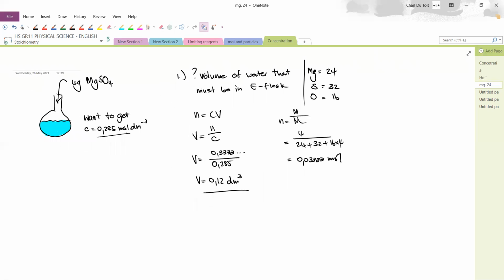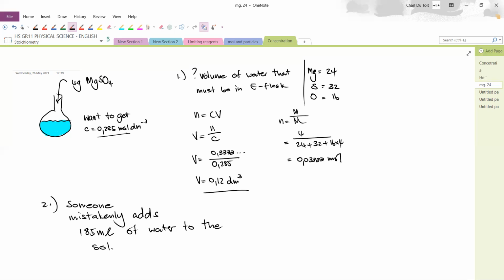Okay, now, what happens now, number 2? Someone mistakenly adds, let's say, 185 milliliters of water to the solution. So someone came past and just added the amount of 185 milliliters of water to that solution.